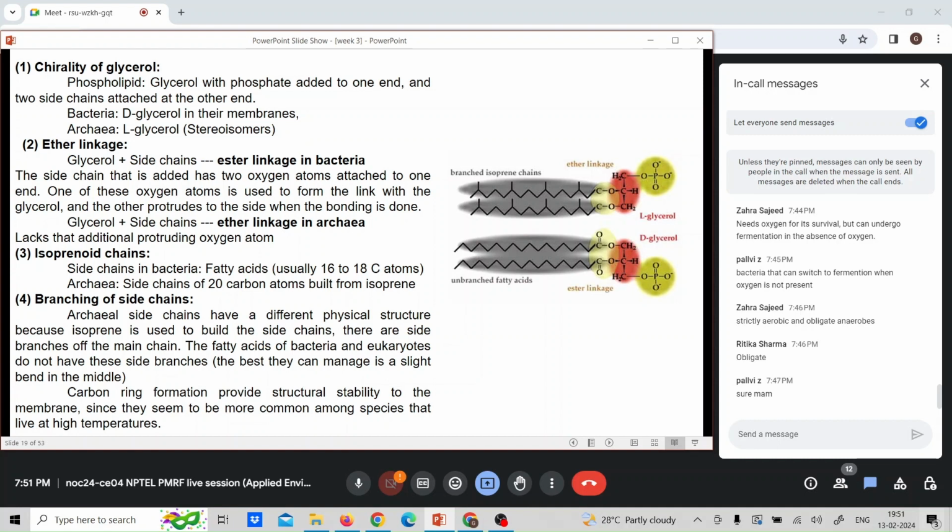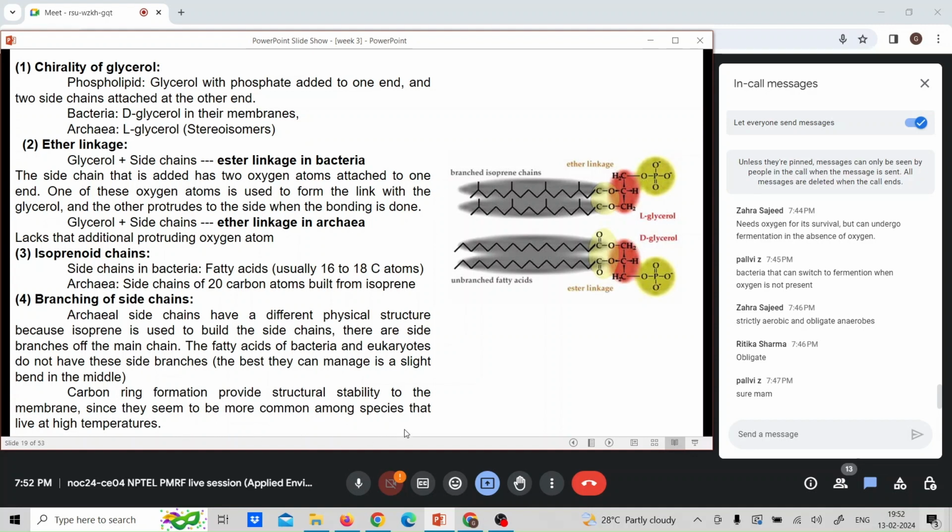A thermophile, for example, usually falls under archaea because the plasma membrane integrity is high and breaking down that plasma membrane is very difficult, right? So these side chains can even bond to each other and confer more stability to the plasma membrane. Whereas the fatty acids of bacteria and eukaryotes do not have side branches, the best they can manage is a slight bend in the middle. Also, carbon ring formation can happen here. These isoprene chains can form a carbon ring, which also confers more stability. Breaking a ring in a branched chain is much more difficult. That is why archaeal membranes are very tough to environmental conditions, and they mostly tend to be extremophiles.